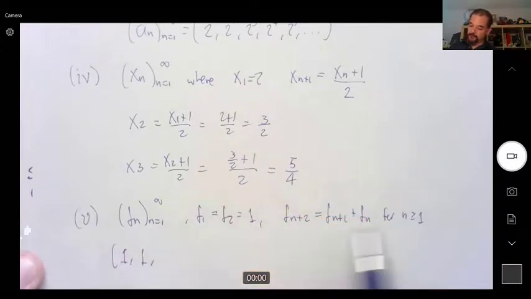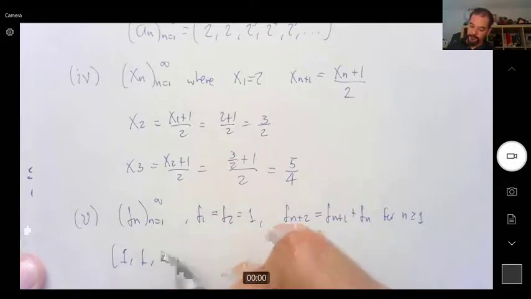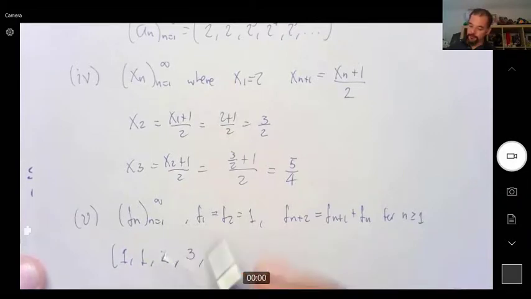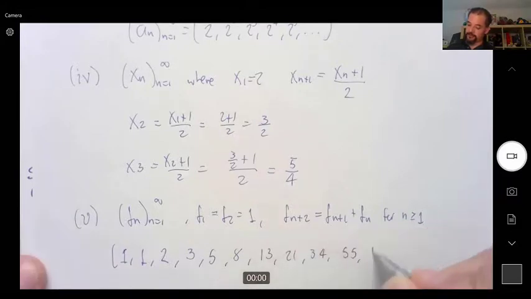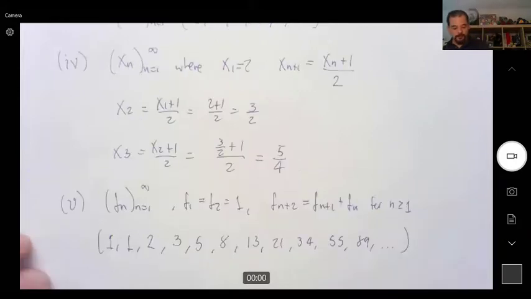So in this case, the elements are 1 and 1 out of the first 2. And then to get the next one, you add the previous 2. So the next one is 2. And then the next one is the sum of the previous 2. So that will be 3. And then after that, 2 plus 3, that's 5. And then 3 plus 5, that's 8. And then 5 plus 8, that's 13, 21, 34. This actually grows exponentially. So the numbers start getting really, really big.